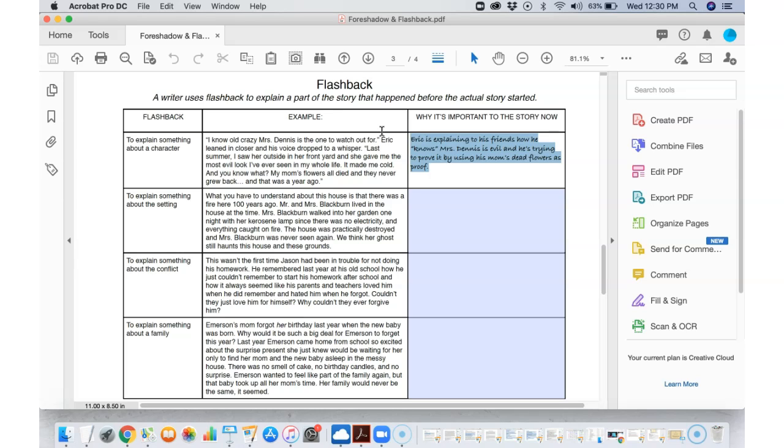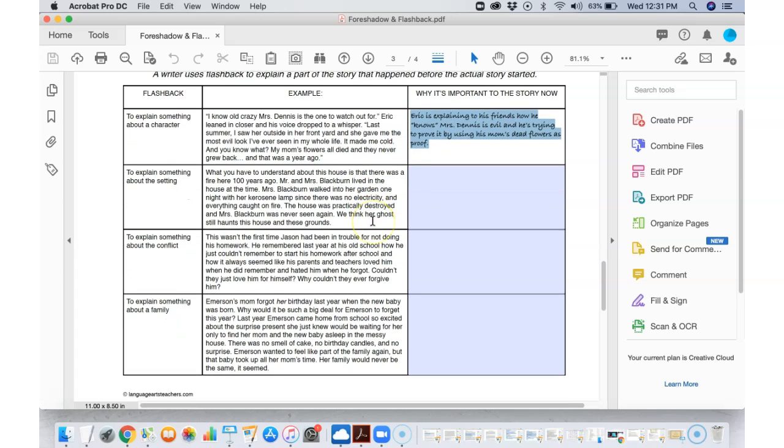But the point is that he's trying to show us, okay, the flashback is trying to show us something about Eric. The flashback is trying to show us that Eric has had an experience that he thinks proves that Mrs. Dennis is evil, okay?